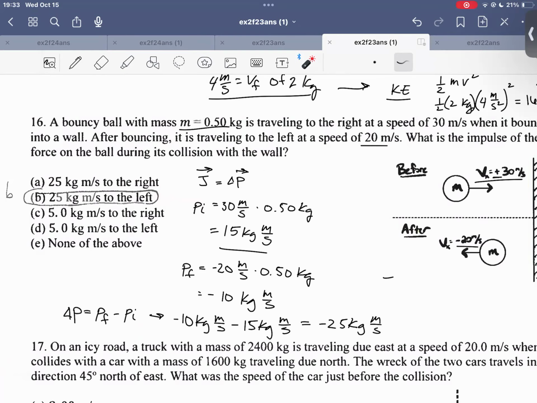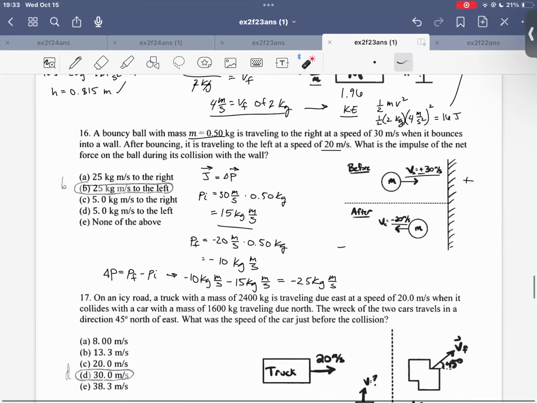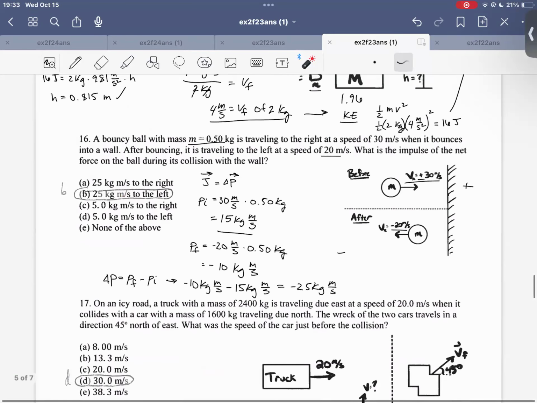So yeah, okay. Anything about the impulse question? I know this one is new, or we haven't covered it yet. So yeah, anything over those two? Okay, I guess not.